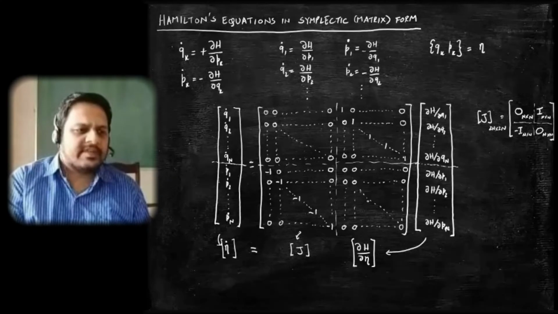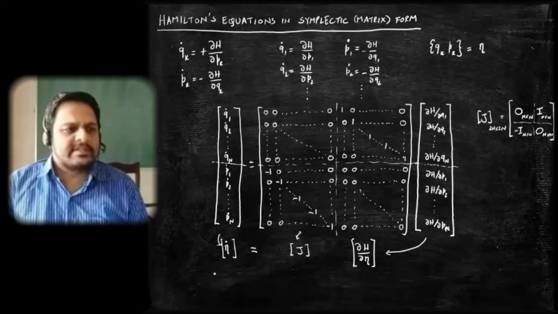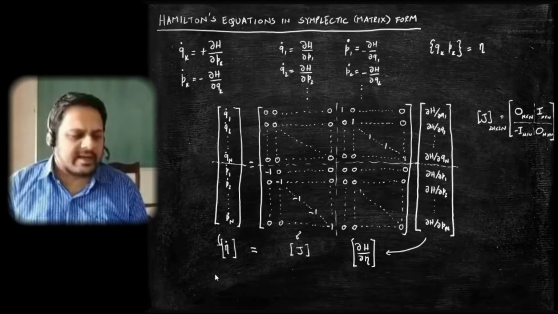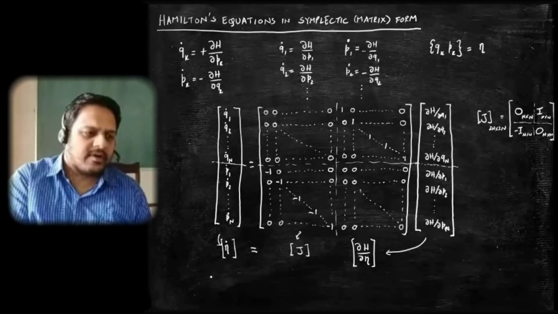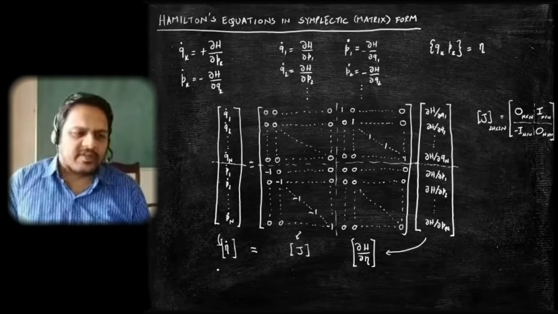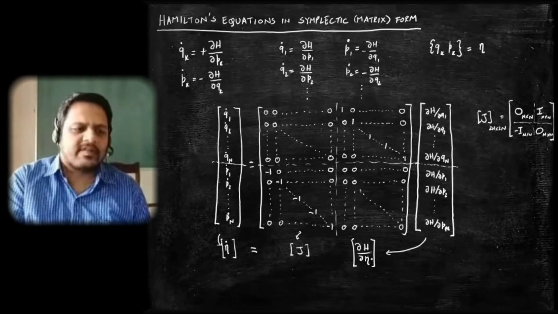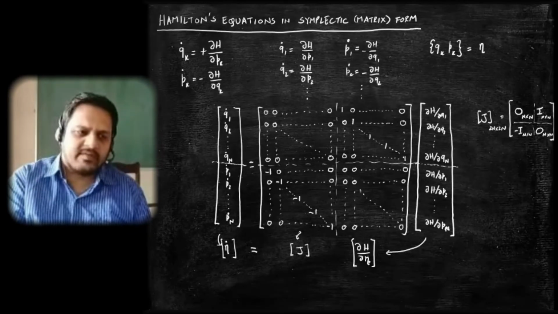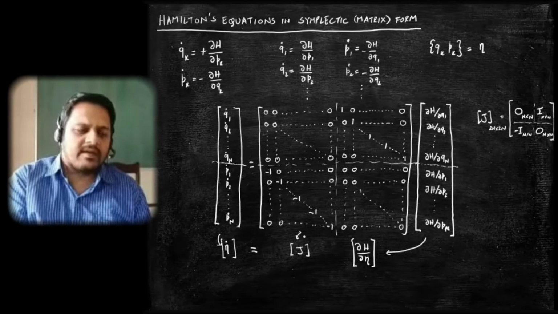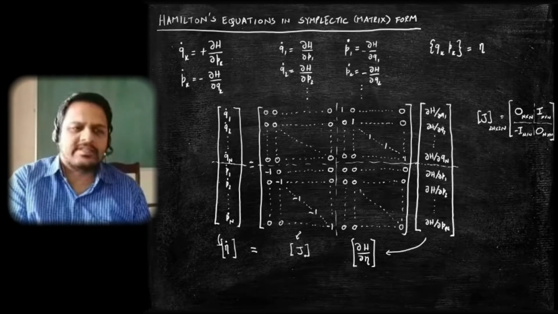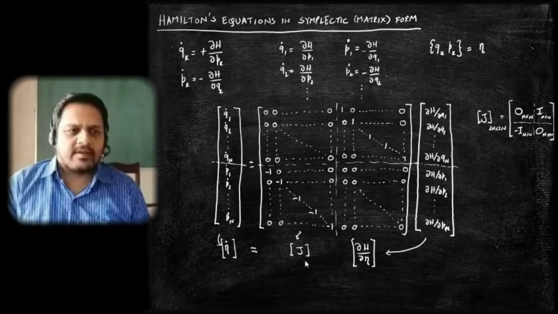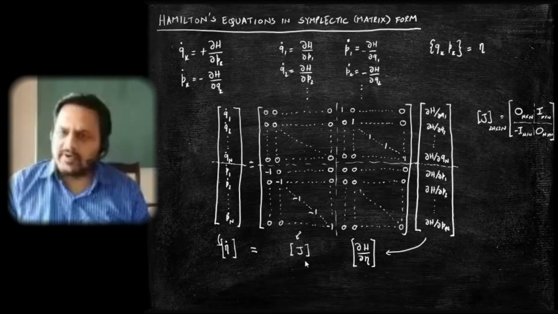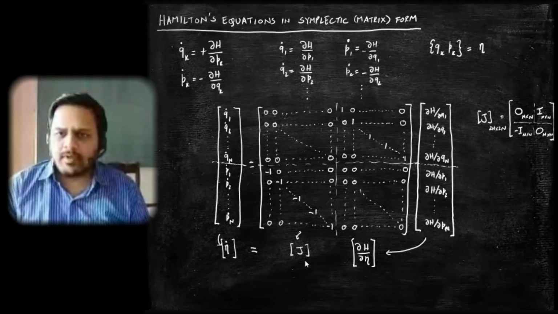And in terms of the J matrix, my Hamilton's equation of motion can be written as a matrix equation, where I have the column vector of the rate of change of the variables, and another column vector which has the derivative of Hamiltonian with respect to the variables. And they are linked to each other via this J matrix. This is the basic idea which we are trying to put forward here. Okay.